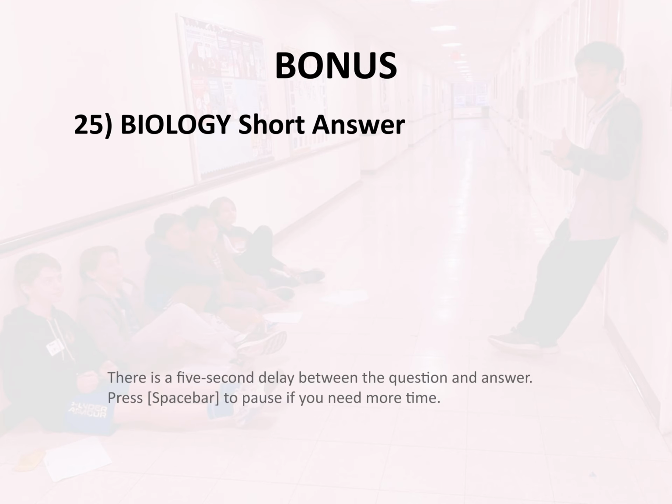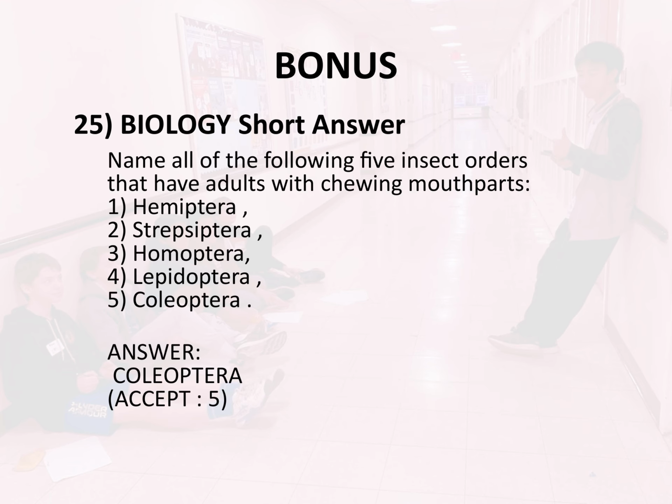Bonus, 25. Biology. Short answer. Name all of the following 5 insect orders that have adults with chewing mouthparts. 1. Hemiptera, 2. Strepsiptera, 3. Homoptera, 4. Lepidoptera, 5. Coleoptera. Answer, Coleoptera.